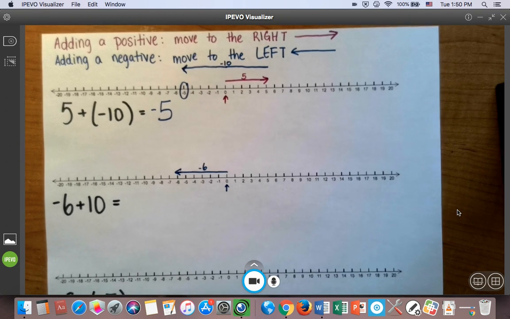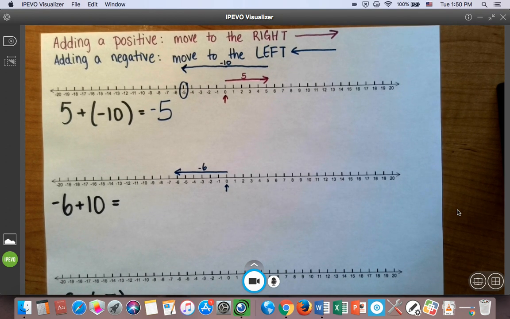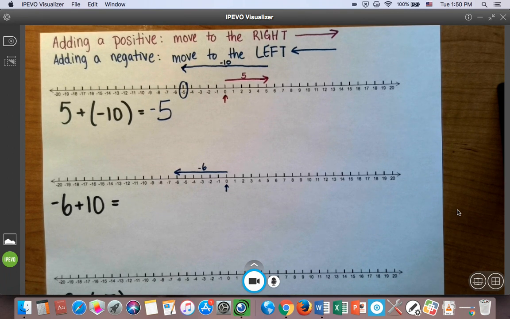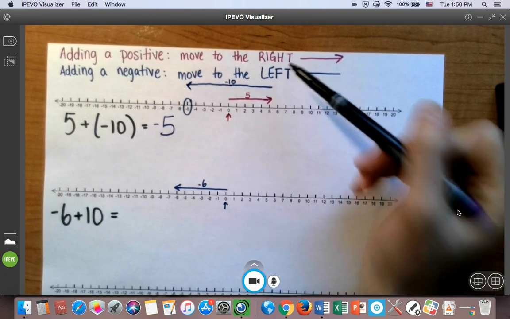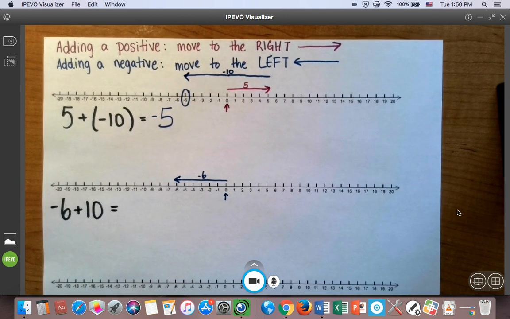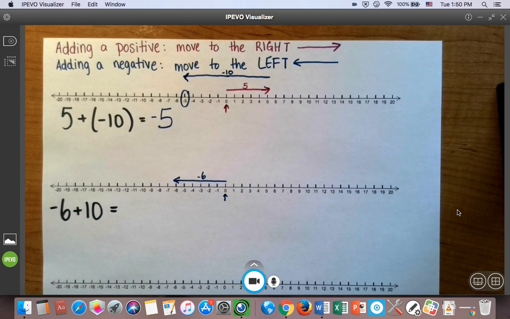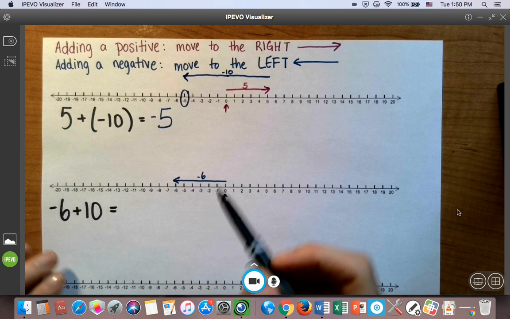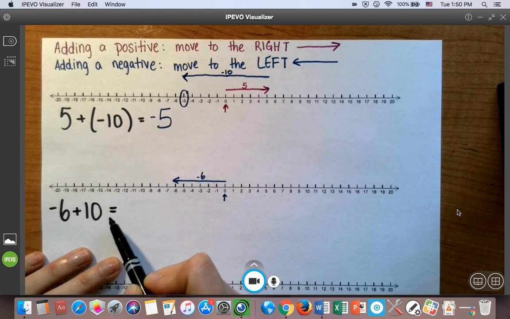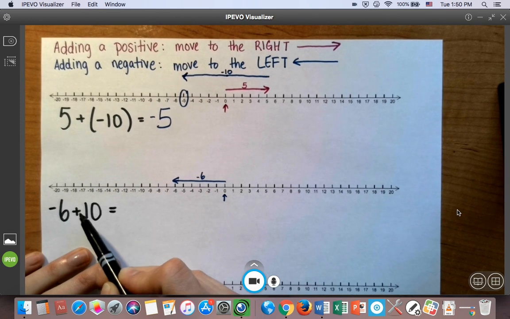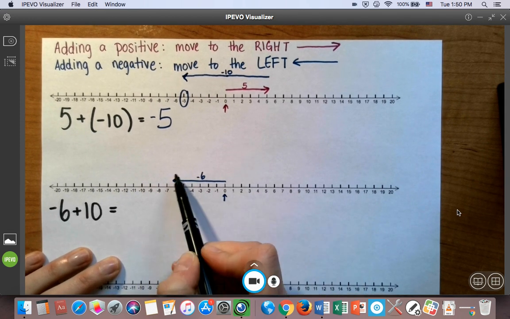Once you do that, you're then adding a +10, which again, if I look up at my notes, adding a positive, I'm moving to the right. And it's going to be 10 spaces long. The length is going to be 10. Now I'm starting where I ended. I'm starting at -6 here. And again, I'm drawing an arrow to the right because I'm adding a +10.